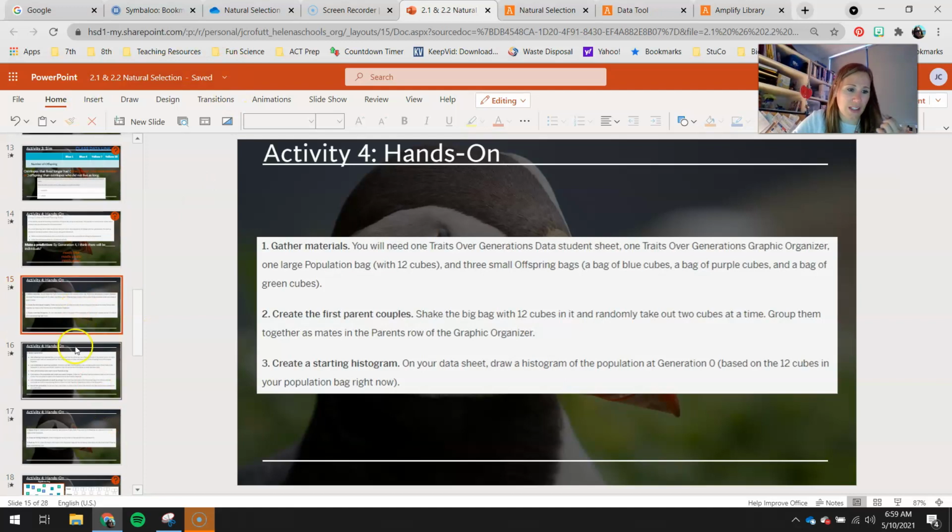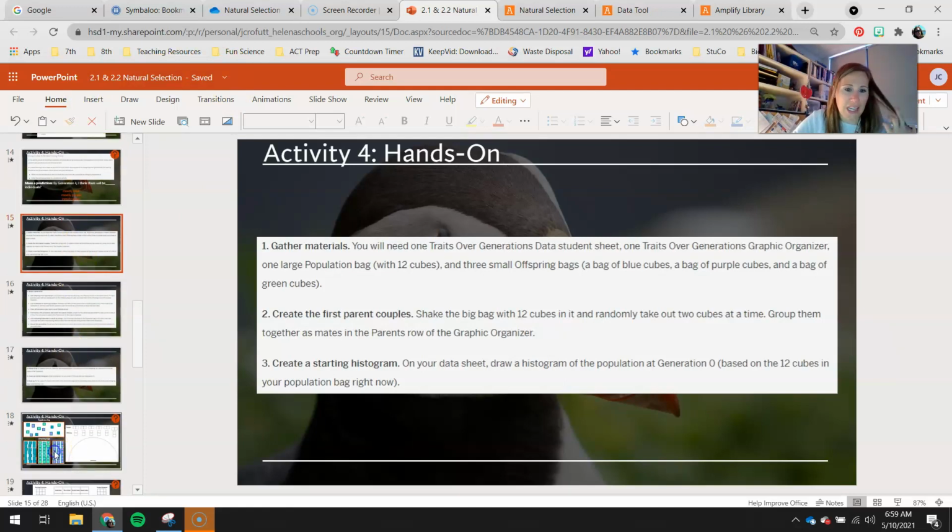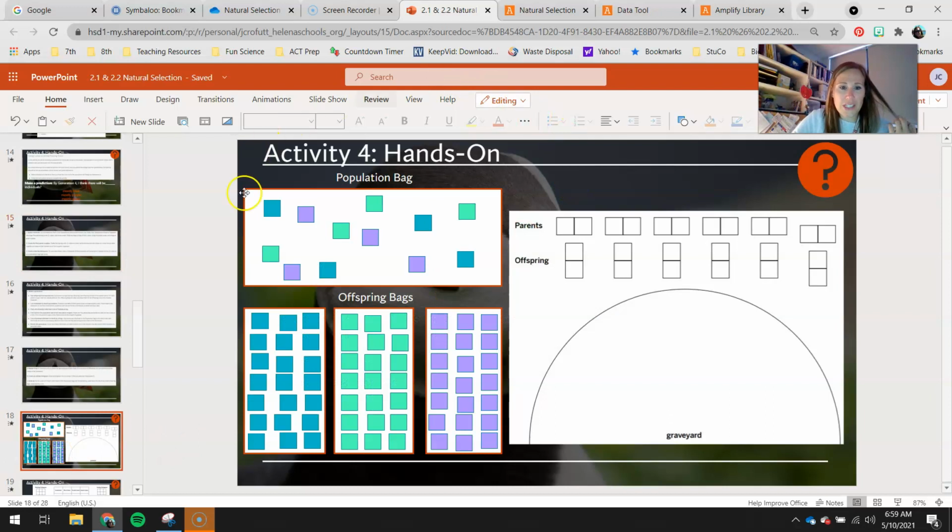So let me show you guys what this looks like. I'm going to skip you down to slide 18. You will see this is your population bag. These are going to be your offspring bags. So we're going to make our parents out of what we already have in our population. So I'm going to randomly grab and drag my parents over here. These are going to represent our couples. Again, you can do this however you choose.